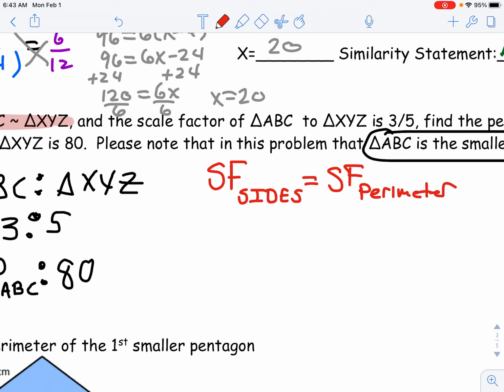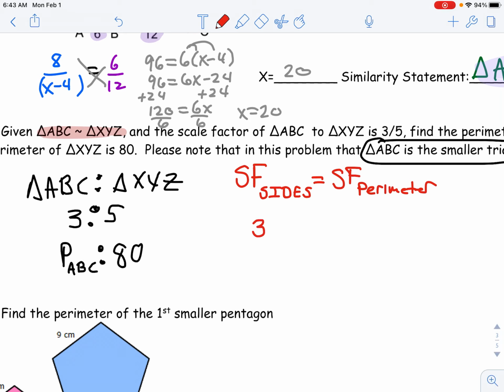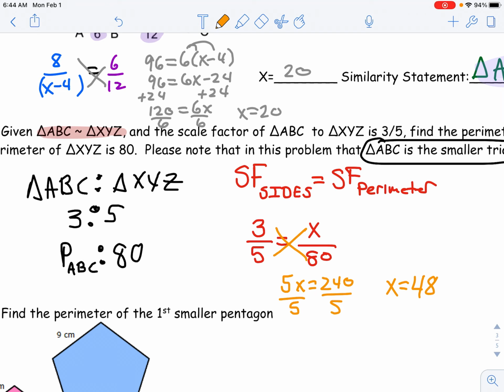And that makes perfect sense. Why? Well, perimeter is just a bunch of sides added together. So they have the same scale factor. All right, so I can say, well, if the ratio of their sides is 3 to 5, well, that should equal the ratio of their perimeters, which we need to find ABC, over 80. All right, and I'm going to delete that and just call it X. That's going to make it a little easier moving forward. But then just cross multiply, 5X equals 240. Divide both sides by 5, and 240 divided by 5 equals 48. So that's it. Just knowing that the scale factor of sides equals the scale factor of perimeters.